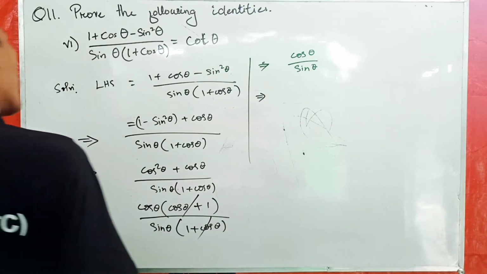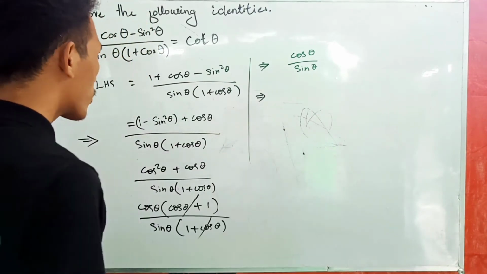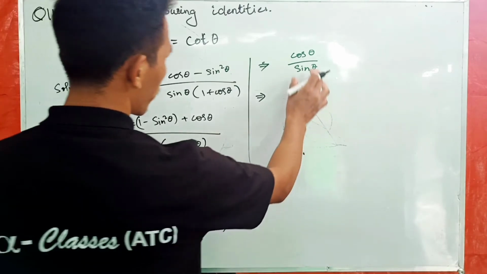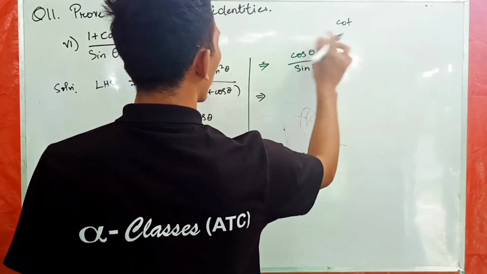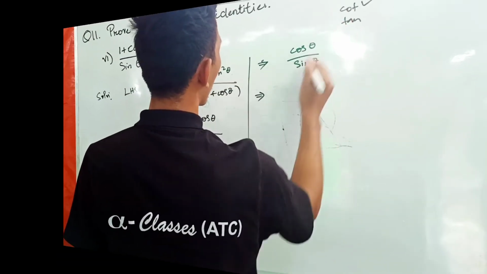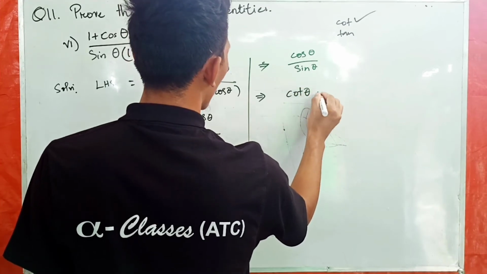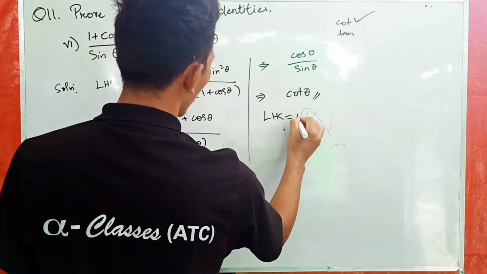In the Pythagorean relation or quotient relation we have learned that cos by sin means cot, sin by cos means tan. Here cos by sin means cot theta, which is equal to the right hand side. So left hand side will be equal to right hand side.